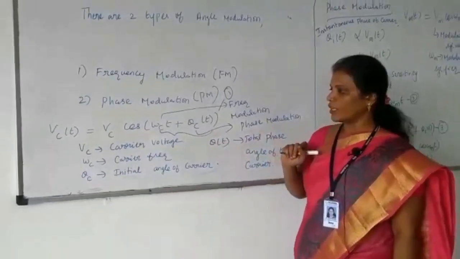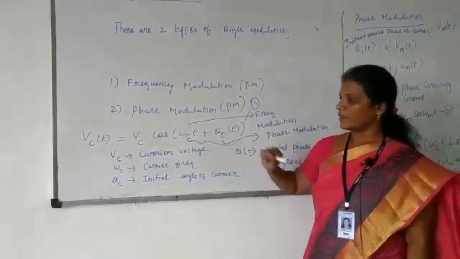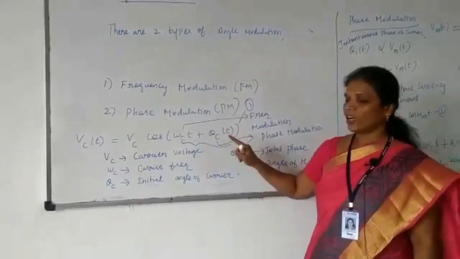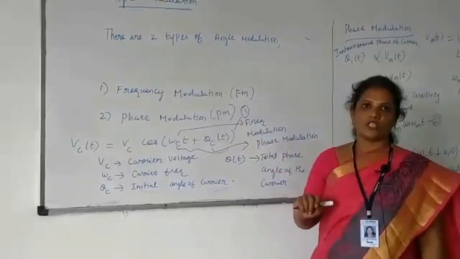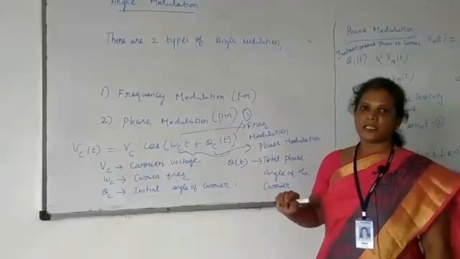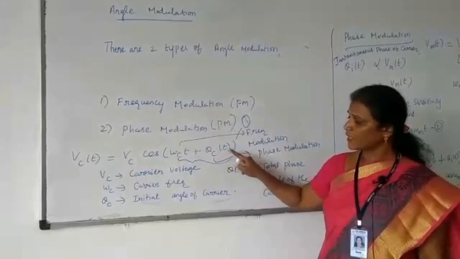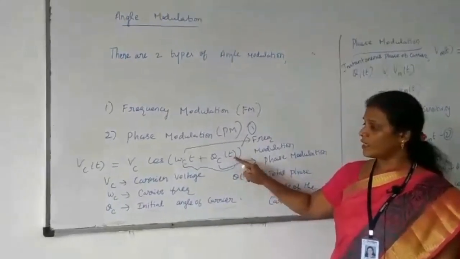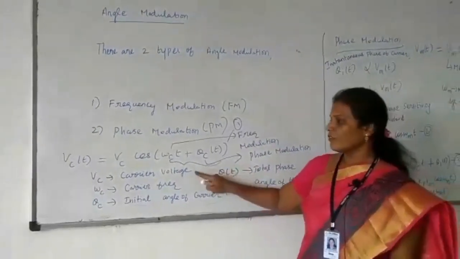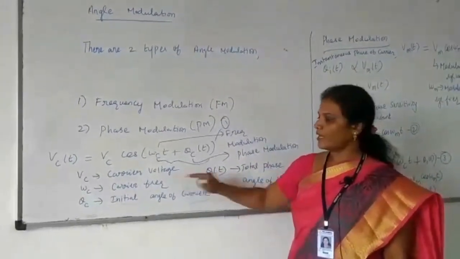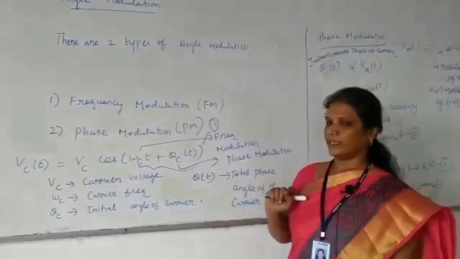In frequency modulation, omega c, that is the frequency of the carrier, is changed in accordance with the modulating signal voltage. It is known as frequency modulation. Similarly, theta c, which is nothing but the phase angle of the carrier, is varied in accordance with the modulating signal voltage. It is known as phase modulation. So Vc refers to carrier voltage, omega c refers to carrier frequency, theta c refers to initial phase angle of the carrier.